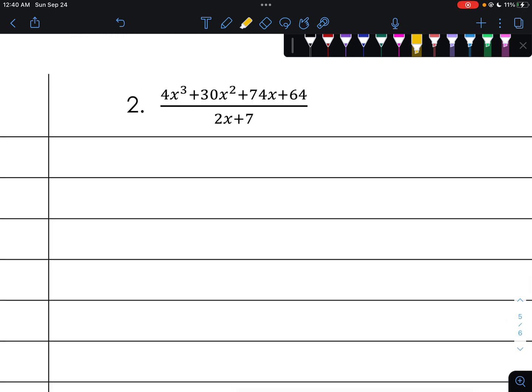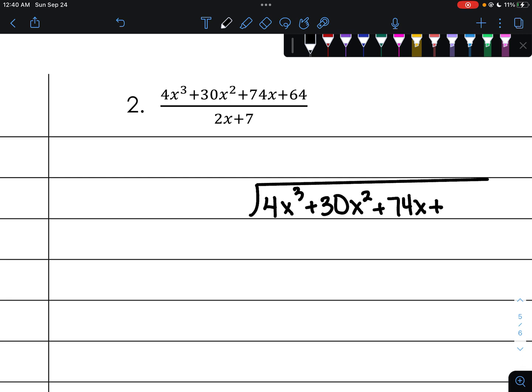Looking at the next one, we need to make sure that we don't miss any terms. So we have cubed, squared, x, and no x, so that's awesome. We're going to go ahead and set it up. What's on top goes on the inside. What we're dividing by goes on the outside. So now we ask ourselves, what do we need to multiply 2x by to get 4x cubed? That is going to be a 2x to the second power.